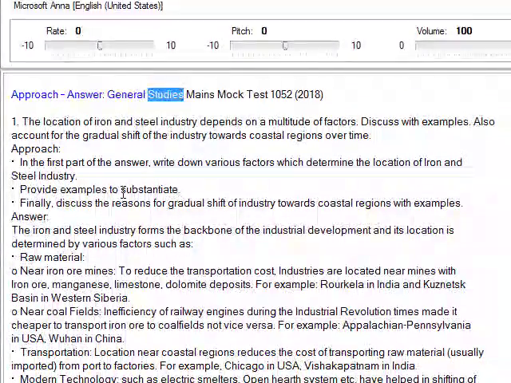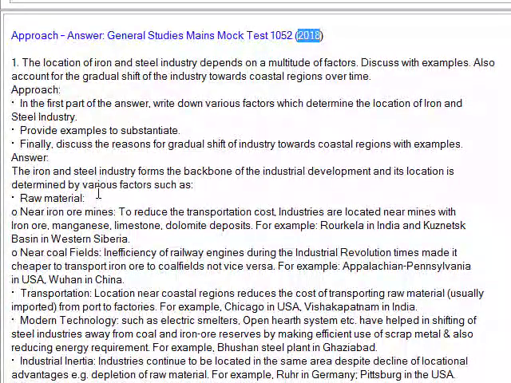Answer. General Studies Mains Mock Test 1052, 2018. 1. The location of iron and steel industry depends on a multitude of factors. Discuss with examples. Also account for the gradual shift of the industry towards coastal regions over time.